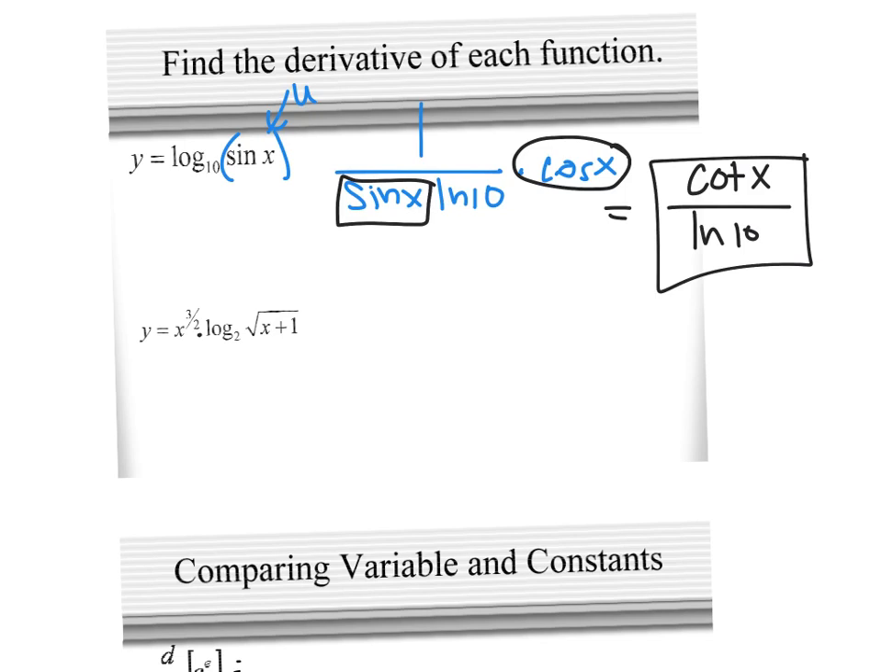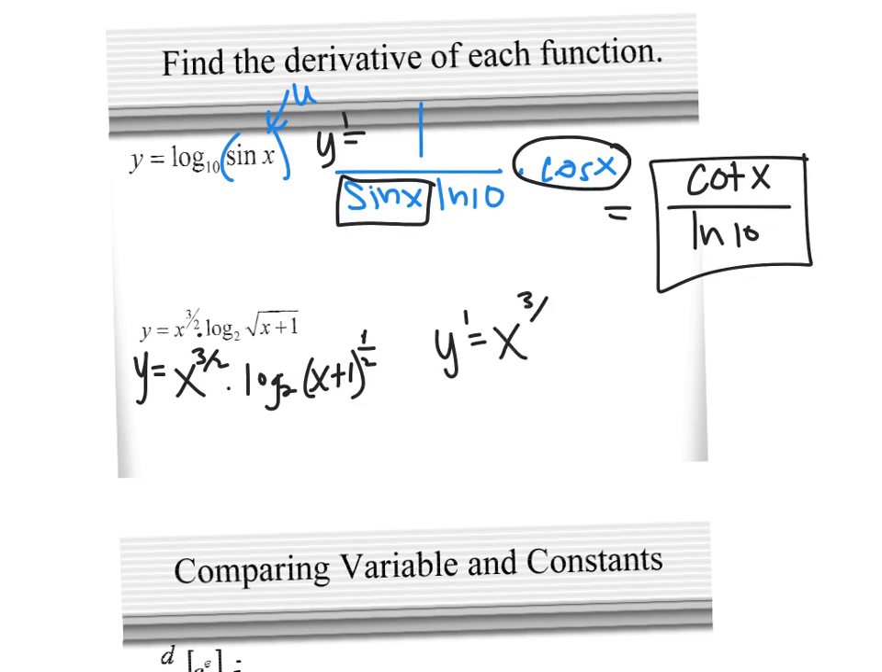I personally would probably simplify or rewrite this first. Also, this is y prime, sorry. So I would rewrite this as x to the 3/2 times log base 2 of x plus 1 to the 1/2, just because when you take the derivative of it later, it'll be easier to calculate. Okay, so product rule.